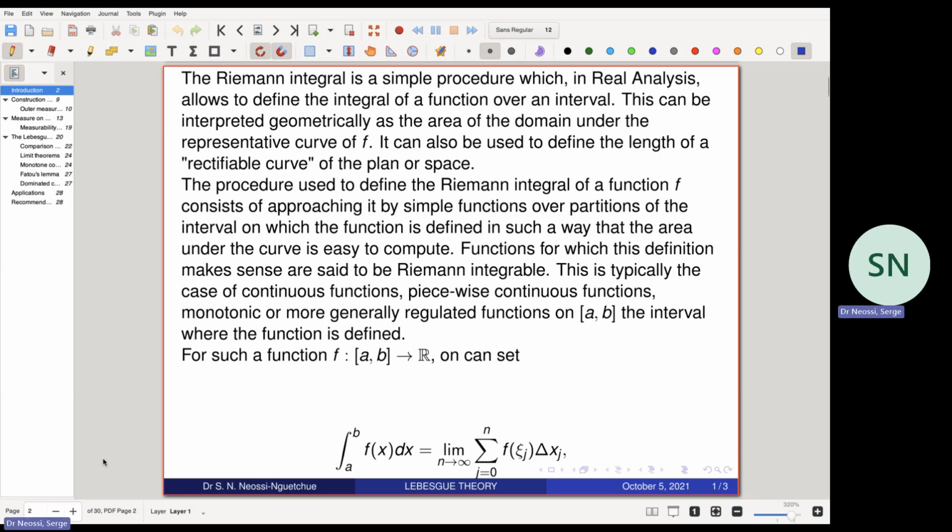So for such a function f defined on the closed interval [a, b] to R, we can define the Riemann integral to be the limit of the Riemann sum. The Riemann sum is defined to be this finite sum, where j runs from 0 to n, of f of psi j times delta x j. So we take the limit of this finite sum. If it converges, it will converge towards the definite integral of the function.